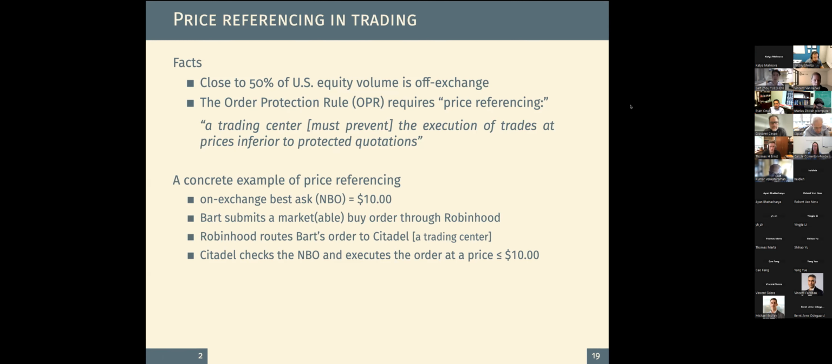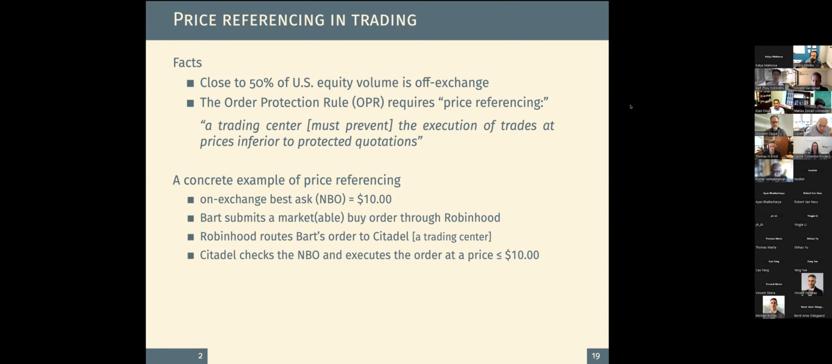So how does Citadel execute my order? It checks the ongoing NBO, the national best offer, which is $10, and decides to trade my order at a price just better than the NBO. Sometimes it gives the price improvement. At least it has to be lower than $10. So here is the price reference. Citadel checks the NBO for where the current best price is. So it seems all good, right?